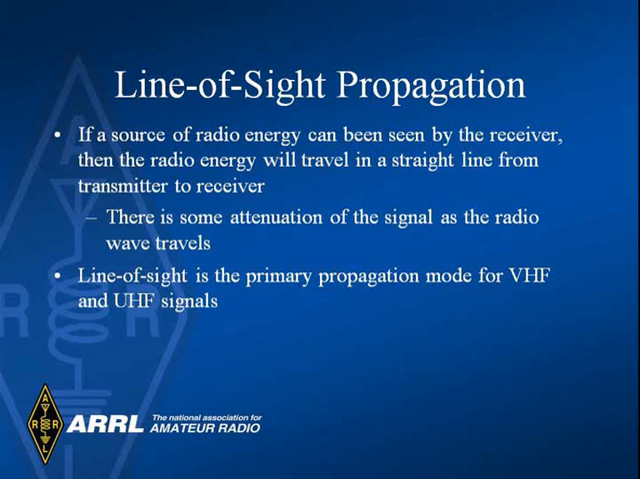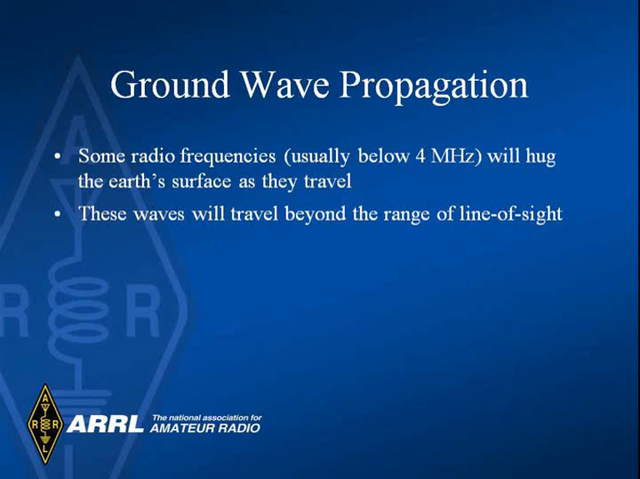There will be some attenuation of the signal as the radio wave travels. Line of sight is the primary propagation mode for VHF and UHF signals. Below 4 MHz, some radio waves will hug the Earth's surface. These are called ground waves, and they will travel beyond the range of line of sight.